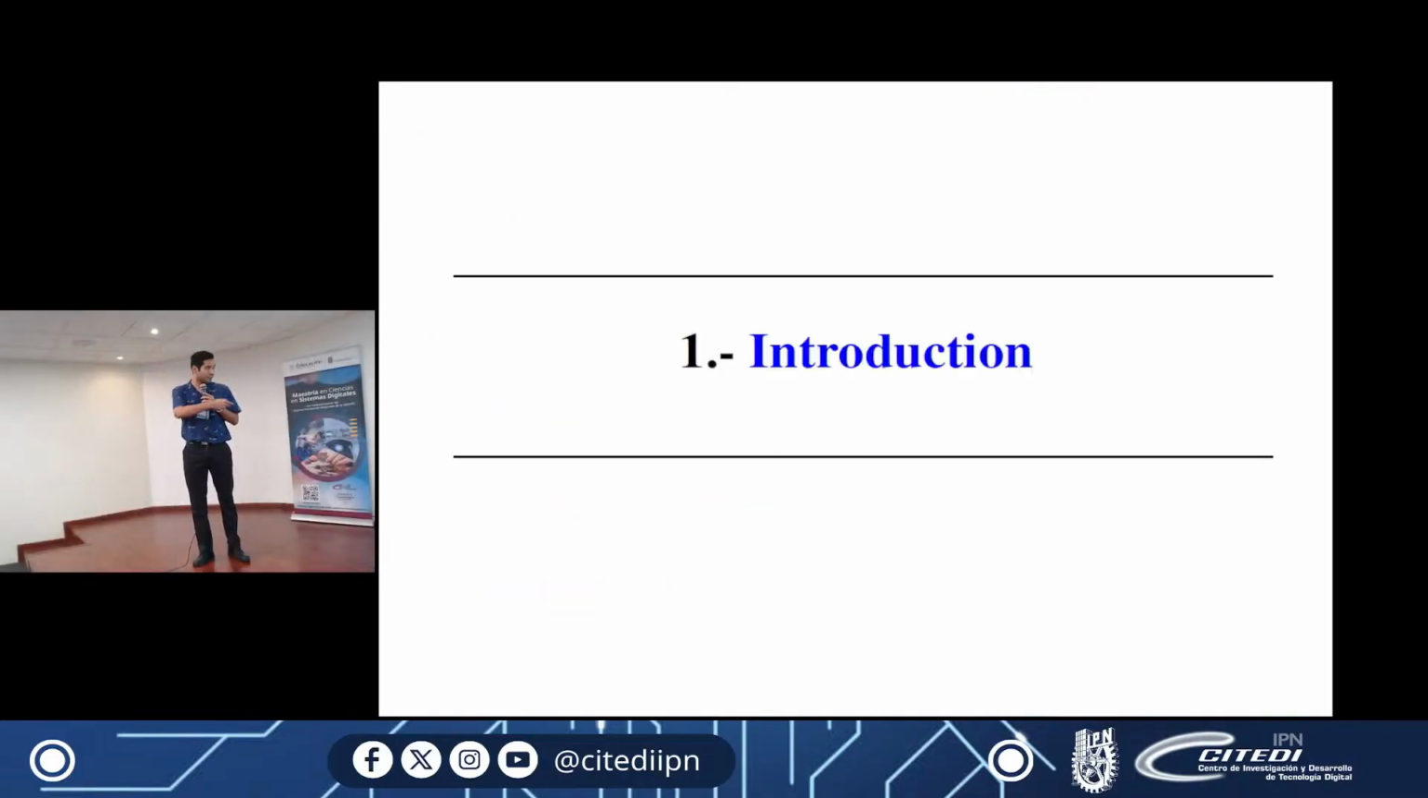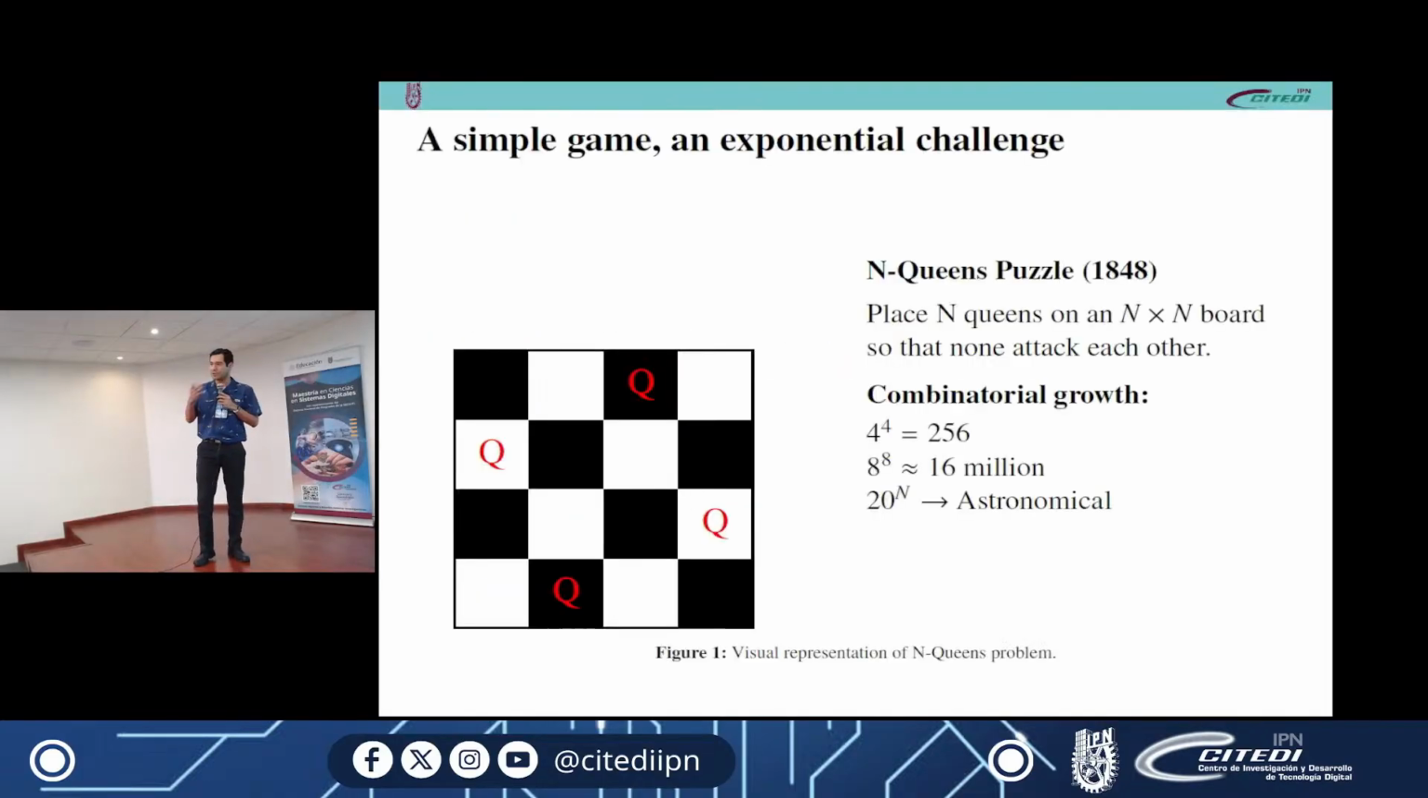So first, I'm just going to briefly explain the problem. The n-queens problem is a puzzle from 1848 formulated by Max Bessel, and it consists of placing n queens on an n by n board so that none of them attack each other, meaning that none of them are threatening each other. As we can see here, we have a 4 by 4 board in this example, and if we take a look at the positions that the queens attack, they don't threaten each other.